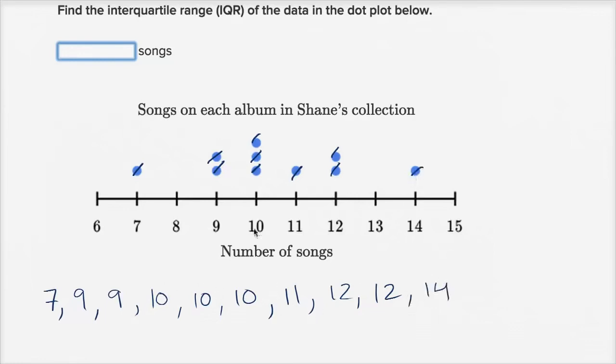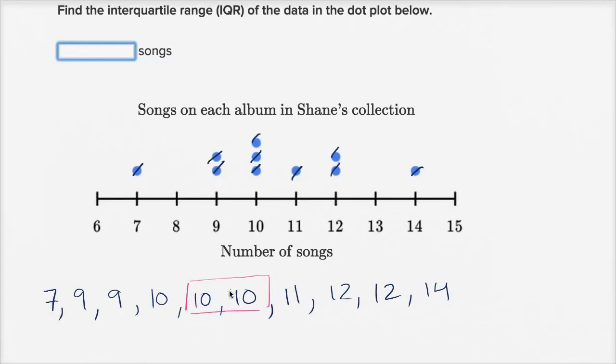14. So all I did here is I wrote this data like this. So we could see, okay, this album has 7 songs, this album has 9, this album has 9. And the way I wrote it, it's already in order. So I can immediately start calculating the median. Let's see, I have 1, 2, 3, 4, 5, 6, 7, 8, 9, 10 numbers. I have an even number of numbers. So to calculate the median, I'm going to have to look at the middle 2 numbers. The middle 2 numbers look like these 2 10s here, because I have 4 to the left of them and 4 to the right of them.